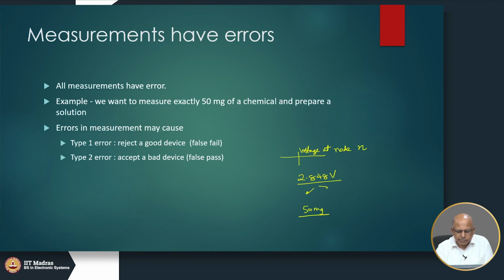So, if there is an error, okay, suppose I measure the output of the circuit, right, and let us say the good circuit produces a logic 1 and a faulty circuit produces a logic 0.